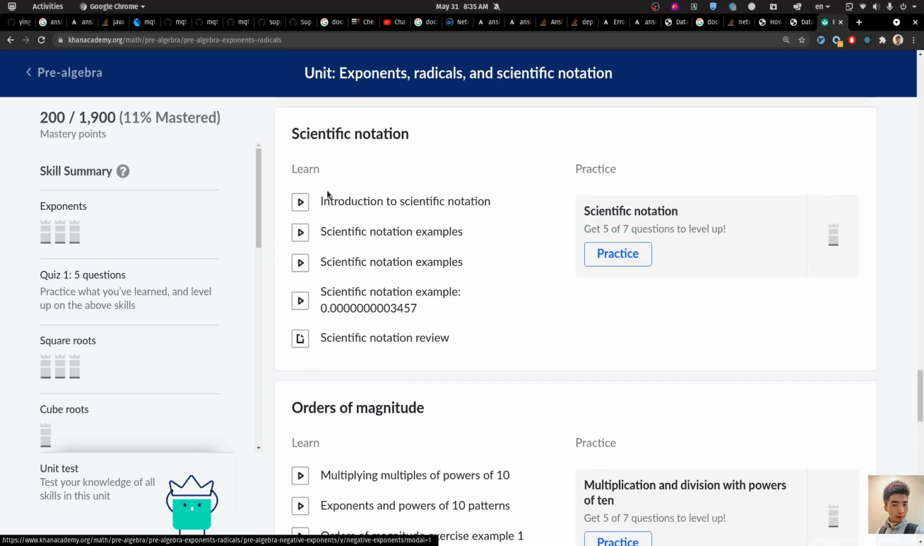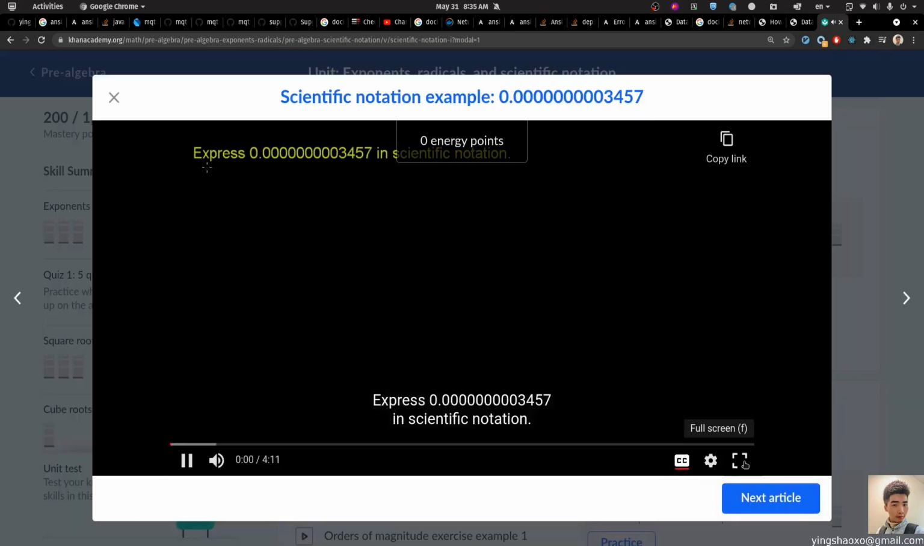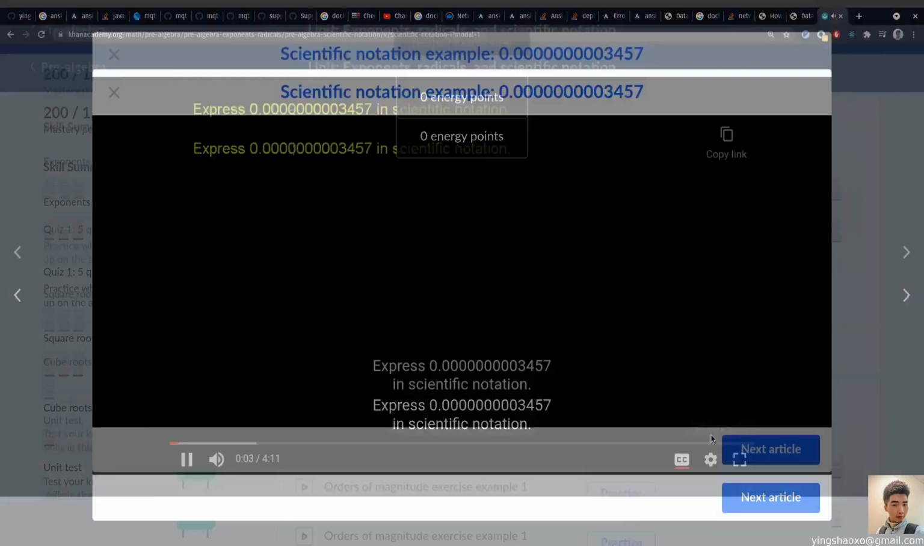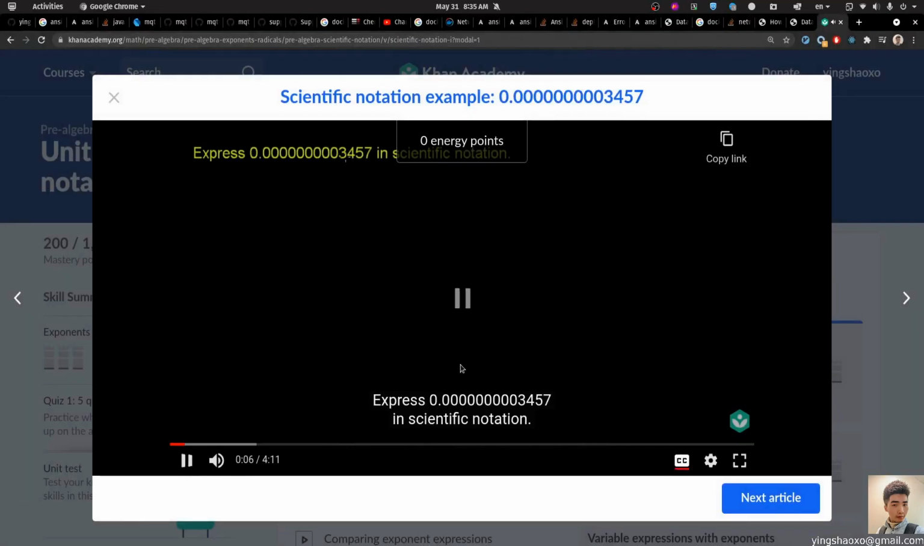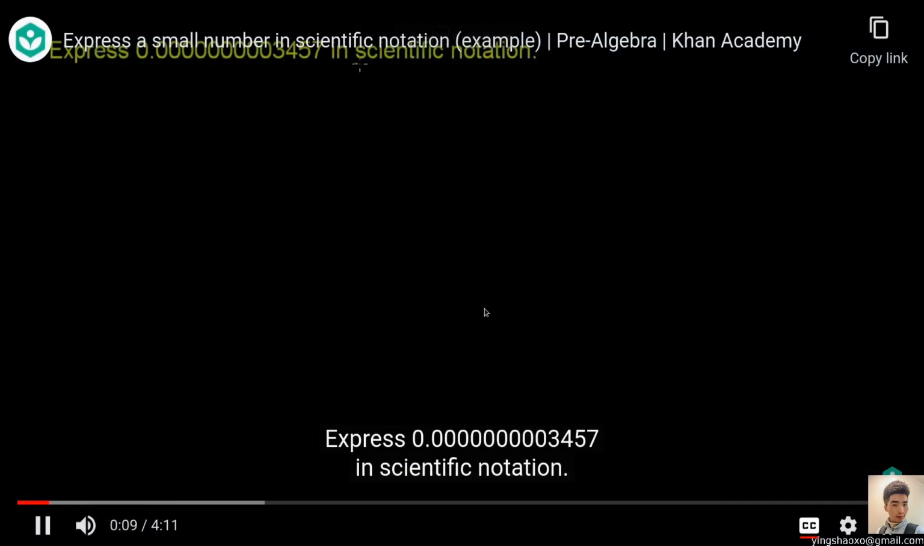So this is another idea about number representation, because sometimes a number would be too big to write out. We just want to simplify the writing so that we can express 0.0000003, so that we can represent those very big or very small numbers as simply as possible. How do we get this? Let's write 0.000000457 in scientific notation.